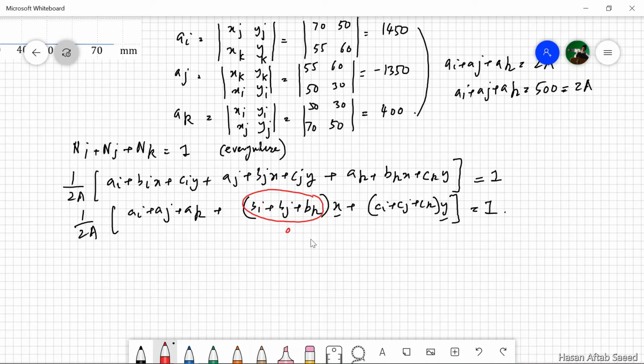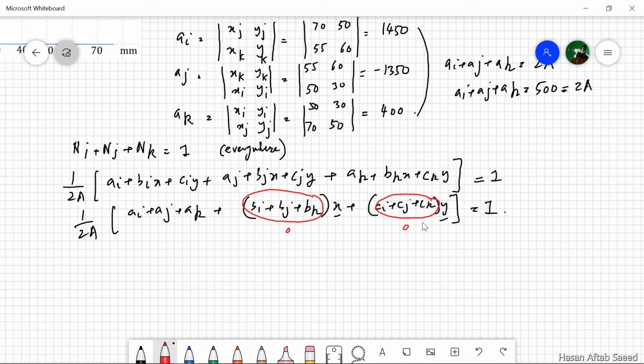Recall that in the one-dimensional case, when you added Ni and Nj, X disappeared. Here, same thing should happen. And for the term with Y to become 0, Ci plus Cj plus Ck must become 0, so that Y disappears also. Now what remains is Ai plus Aj plus Ak over 2A.